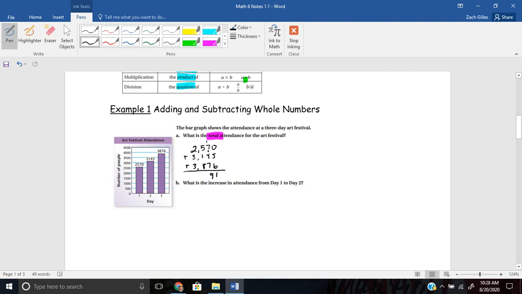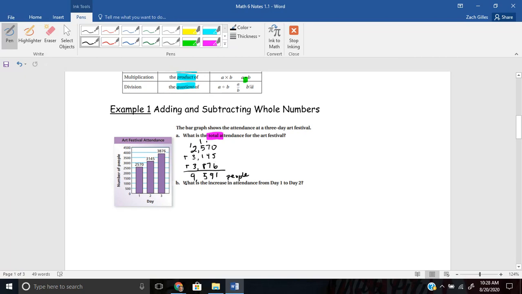Let's recalculate. 8, 9, 10, 11, 12. Oh, I forgot to carry my 1 because I had 19. There we go. So now let's try 6, 7, 15. Carry my 1. Don't forget about that, Mr. Gillis. And lastly, 3, 6, 9. And 1, 2, 3, comma. I have a total of 9,591. And don't forget our label of people who attended the 3-day art festival. Pretty good showing of people.